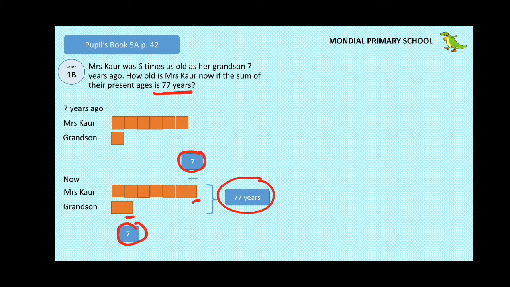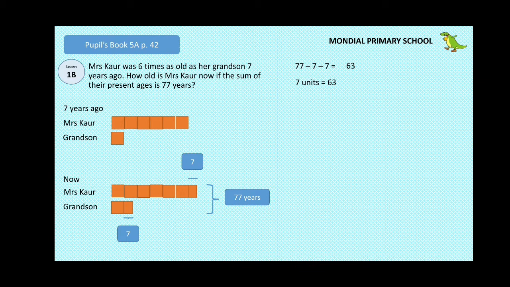What can we do to find one unit? Great job! Subtract 7 years each from their total age of 77 to get 7 equal units. Then divide it by 7 to find one unit.